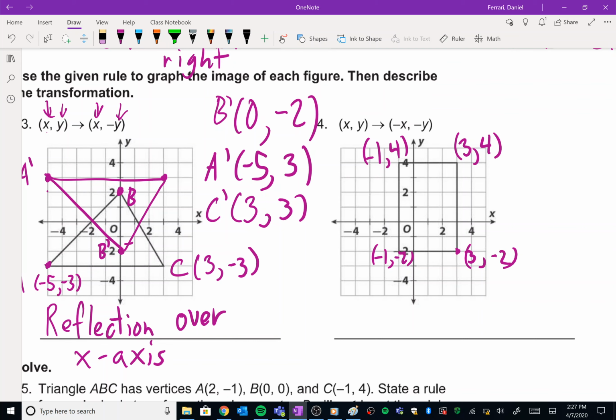Let's just take the first one. We're going to do 3, 4. When I turn them into their opposites, it is going to be -3, -4. If I plot that point, -3, -4, that's going to put me somewhere down here. As I do these, I'm going to remove the previous point, just so I can keep track of which ones I've already done.